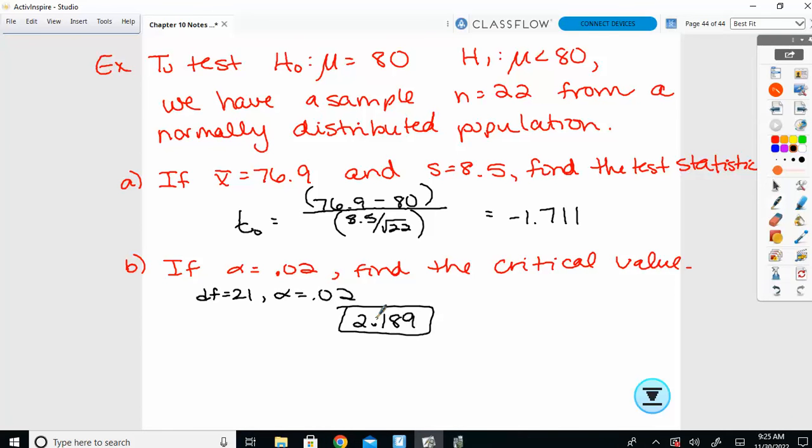Now, what's wrong with that? That's to the right, and aren't we testing to the left? So how do we make it to the left? Just make it a negative, that's all it is. Okay, let's draw this. I think that helps.